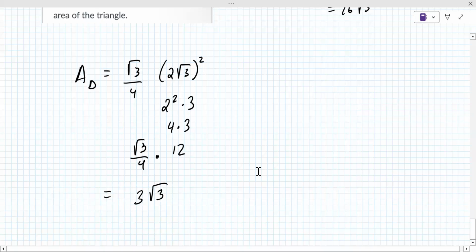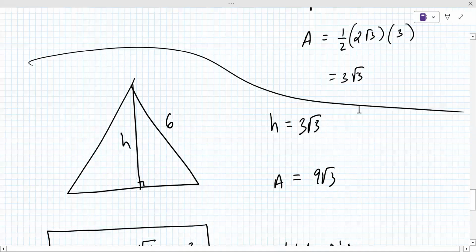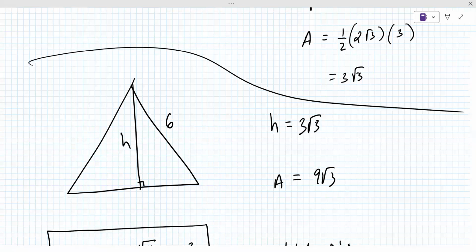3 square root 3. Now, is that what we got when we did it up here? It sure is. Yes. So is it worth remembering? I have no idea. You'll have to make up that decision on your own here. Okay. But something to think about when you're doing that. Okay, let's do another problem here.